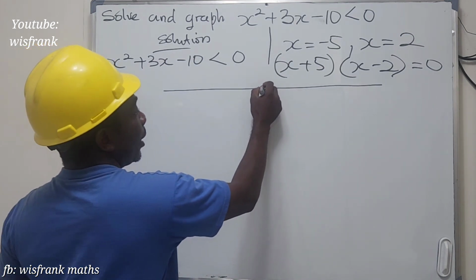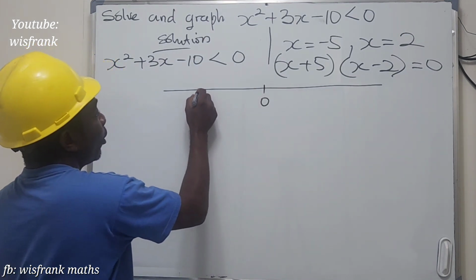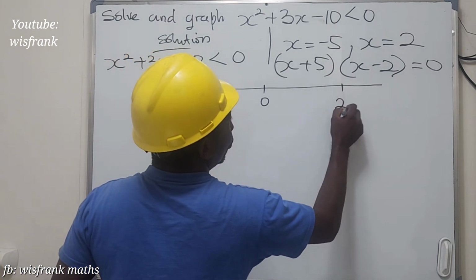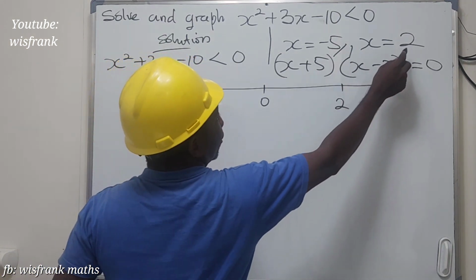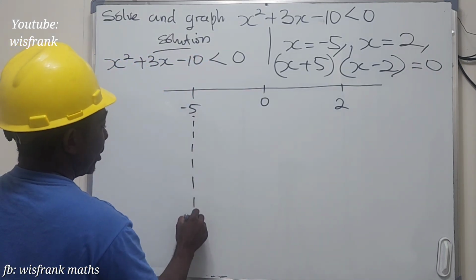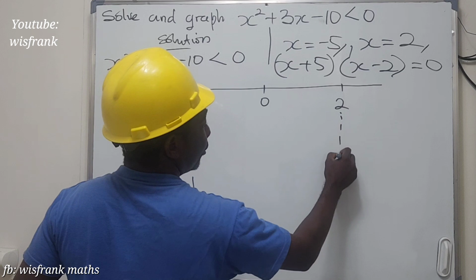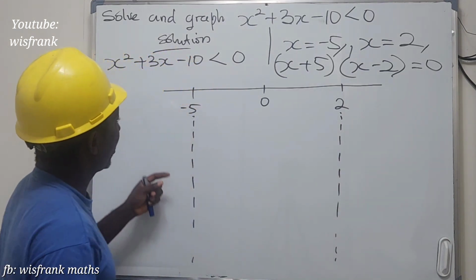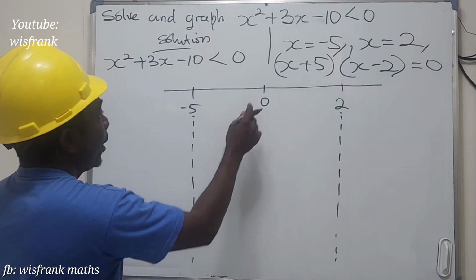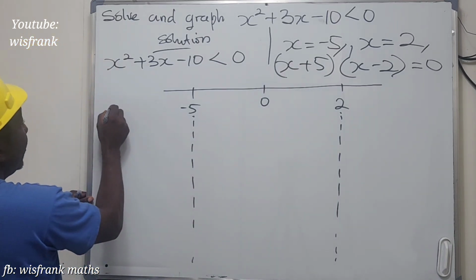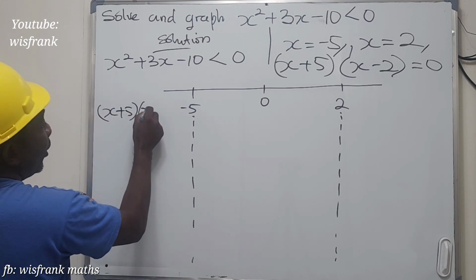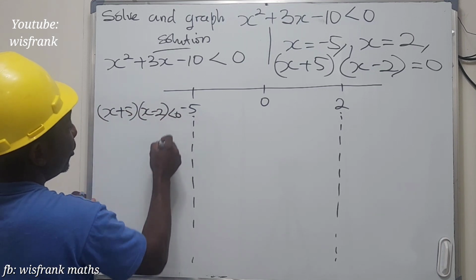So we have a straight line here, we have here 0, and we also have here minus 5, and we also have here 2, because x equals minus 5 and x equals 2. So here we have a partition, and we also have a partition here. So we have 1, 2, and the third partition. Here, we have our equation, x plus 5 into x minus 2 is less than 0.